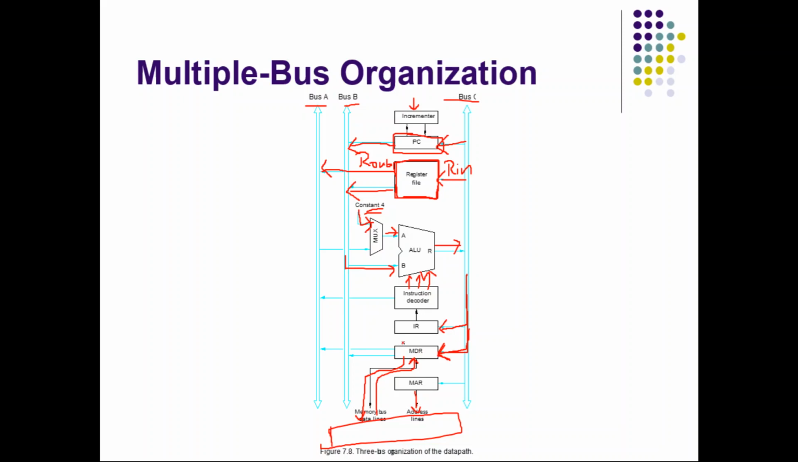Say some data you have read from memory should now be sent to the ALU. That can be done by the MDR. From MDR, the data can be sent either to bus A or to bus B.